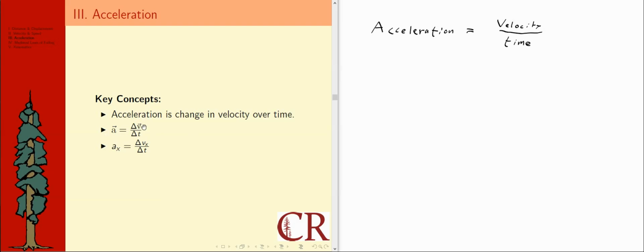This first formula here is probably the most general vector version of this formula. The acceleration vector is equal to the change in the velocity vector divided by a change in time, or just time. It's probably okay to say that as well.